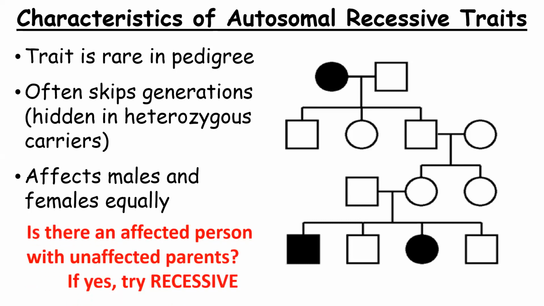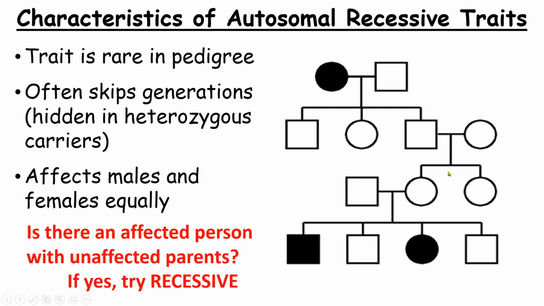And then one thing you should ask yourself anytime you start looking at a pedigree is, do I see anyone who's affected, meaning they're colored in, but they don't have any parents affected? If that's the case, you start with attempting it as a recessive trait. And you're going to plug in genotypes and see if that actually is a recessive trait using the genotype.